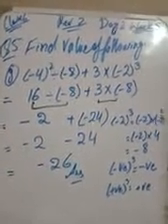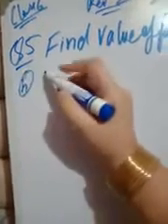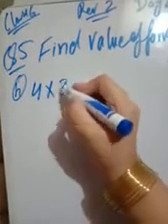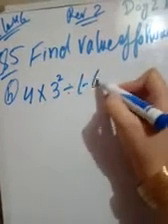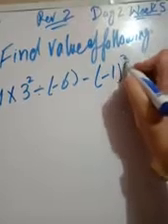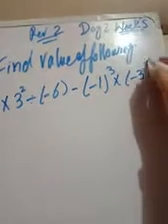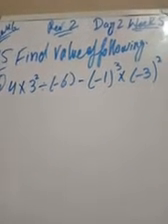Let's proceed toward the next question. Take another part of this question. It's 4 multiplied by 3 squared divided by minus 6, minus into (-1)³ multiplied by (-3) and its square. Students, write all the integers and their symbols carefully.